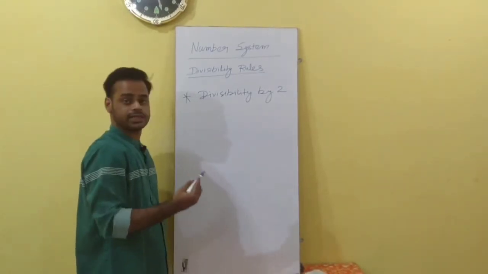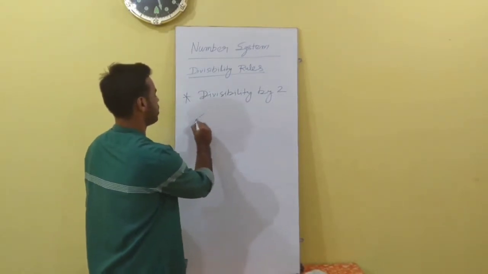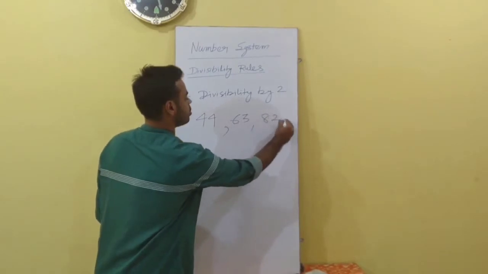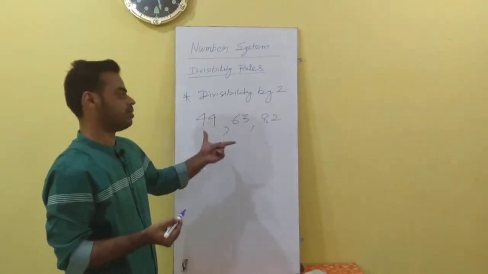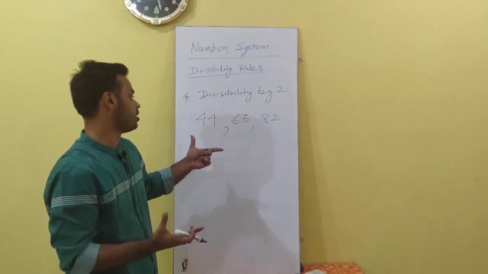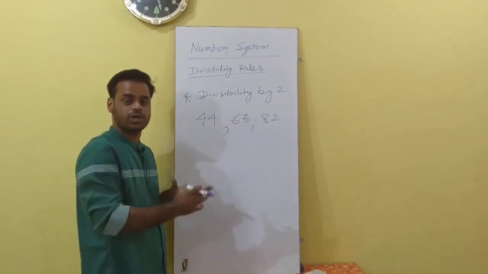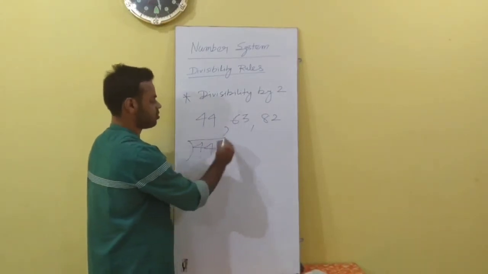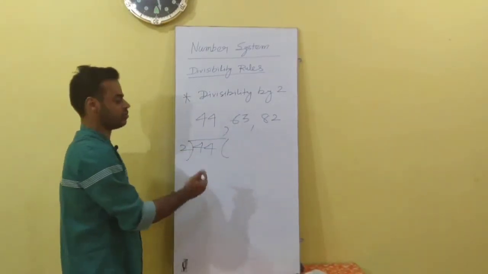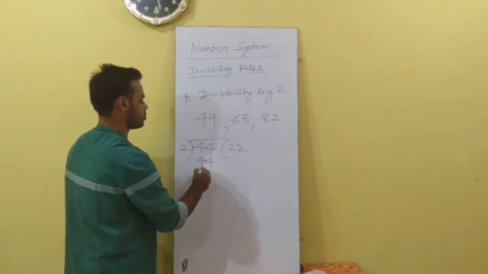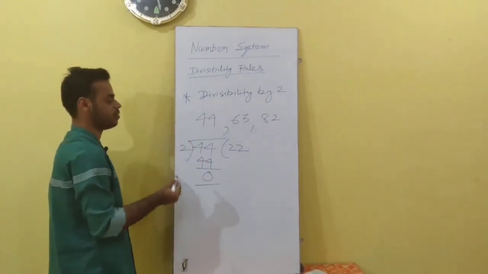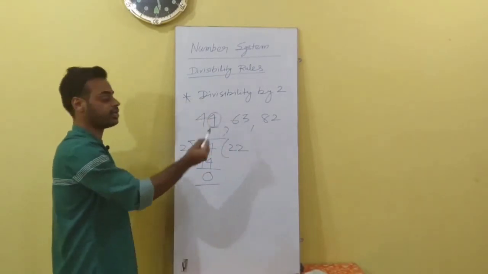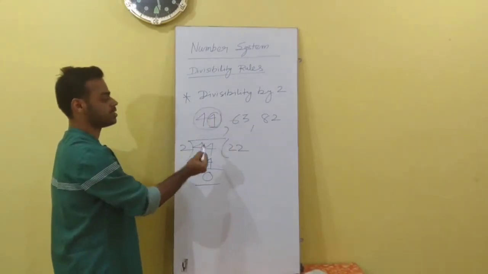Now let us take an example. Let us take a set of numbers. Let us say our first number is 44, second number is 63, and third number is 82. So how will we find if the given number is divisible by 2 or not? As we studied, the rule is if the given number is even or the unit digit is 0. So first number is 44. When we divide 44 by 2, it will completely divide 44. That is, 2 into 22 will give 44, and the remainder comes 0. Also, 44 is an even number because the number at unit digit place is 4, which is an even number. So it is divisible by 2.